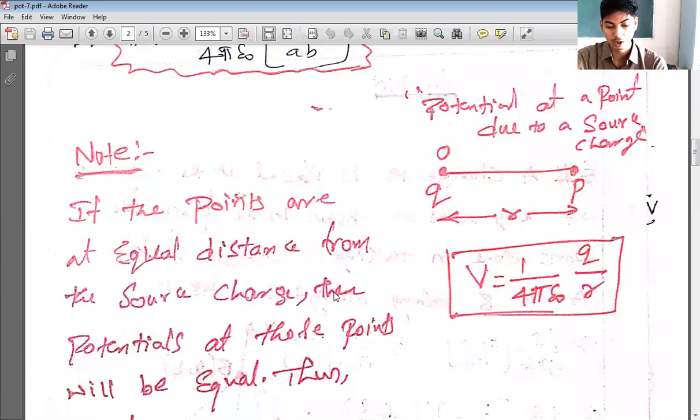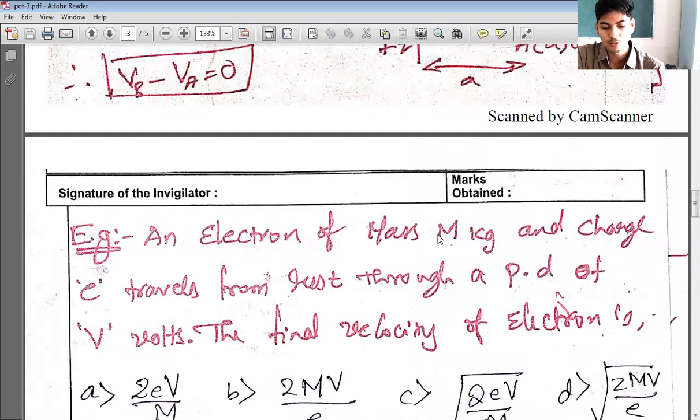ಅದ್ರ ಮೇಲೆ ಕೂಡ ಒಂದು ಪ್ರಾಬ್ಲಮ್ ಇಲ್ಲ ನೋಡ್ರಿ. An electron of mass m kg and charge E travels from rest. This is important. An electron of mass m kg and charge E travels from rest through a potential difference of V volts. Remember, ಎಲ್ಲೆಲ್ಲಿ ನಿಮಗೆ ಚಾರ್ಜ್ ಮತ್ತೆ ಪೊಟೆನ್ಷಿಯಲ್ ಡಿಫರೆನ್ಸ್ ಬರ್ತದೋ ಅಲ್ಲೆಲ್ಲ ವರ್ಕ್ ಕ್ಯಾಲ್ಕುಲೇಟ್ ಮಾಡಬಹುದು.